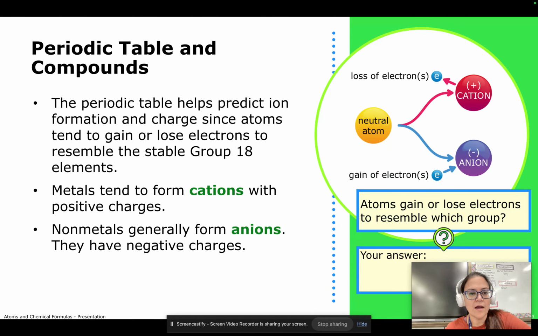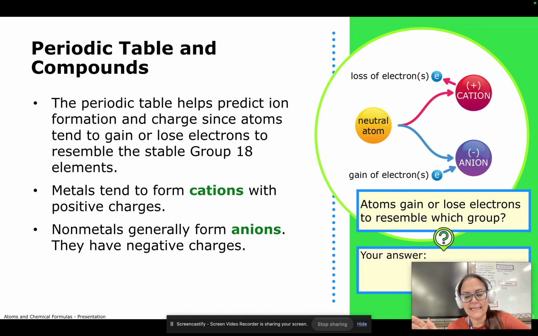So the periodic table and compounds: the periodic table helps predict ion formation and charge, since atoms tend to gain or lose electrons to resemble the stable group 18 elements. I think you guys learned this on the periodic table. Group 18 is that column on the very right-hand side of your periodic table, and they're called the noble gases. And those elements don't really react with anything.